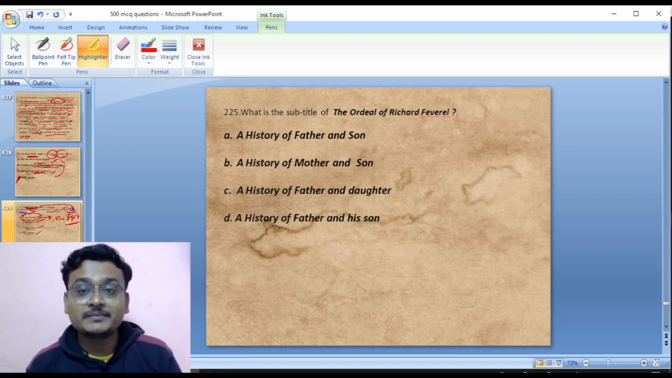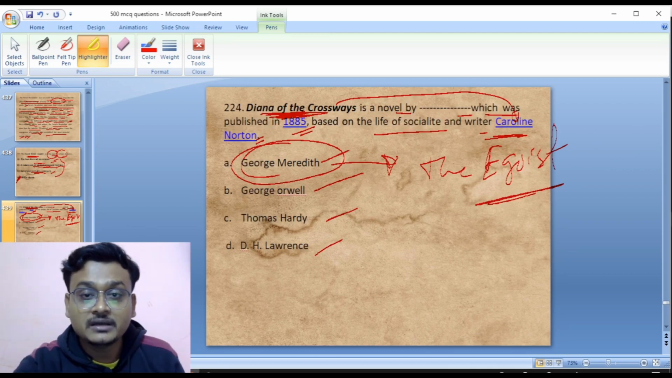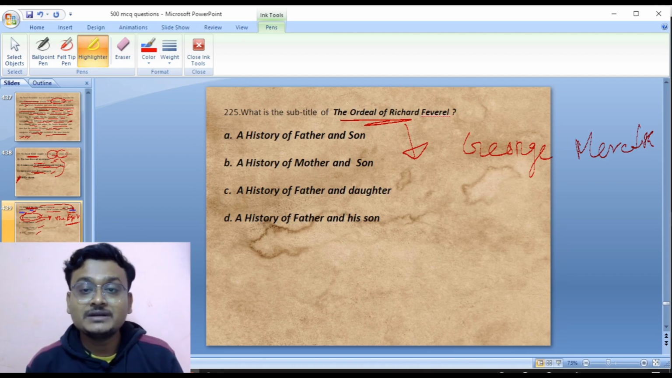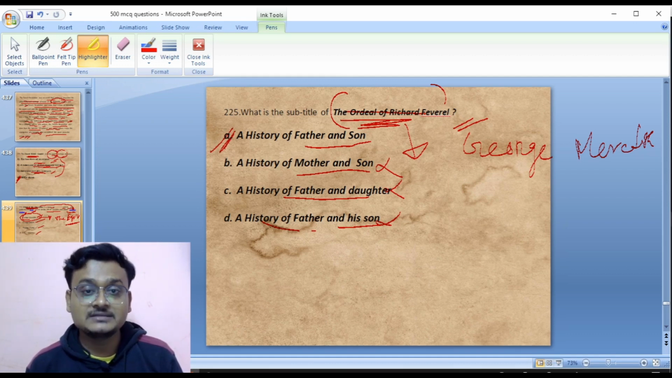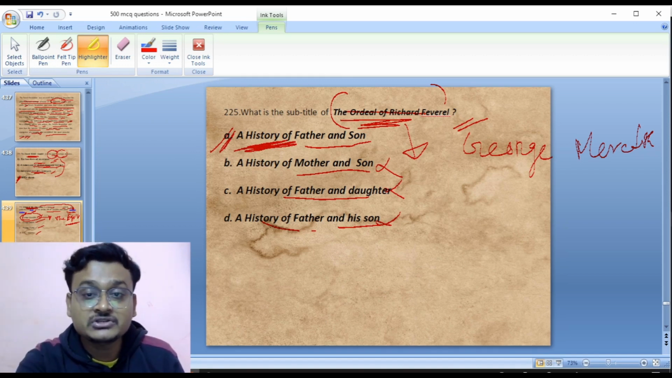Look here. What is the subtitle of The Ordeal of Richard Feverel? This novel was also written by George Meredith. A history of father and son, a history of mother and son, a history of father and daughter, or a history of father and his son? So A is the right answer here. Its subtitle is A History of Father and Son.